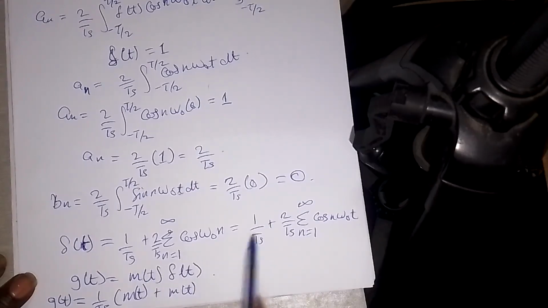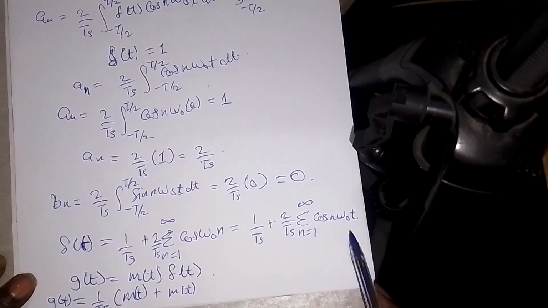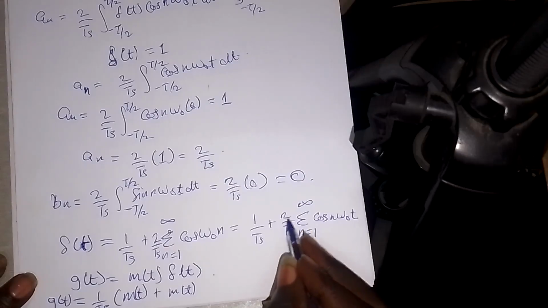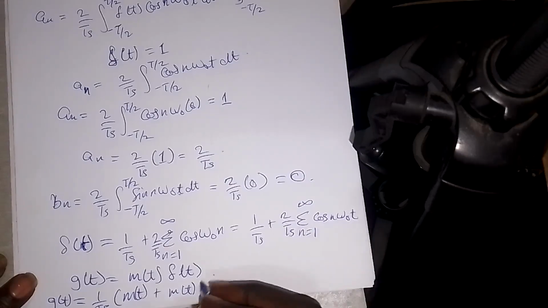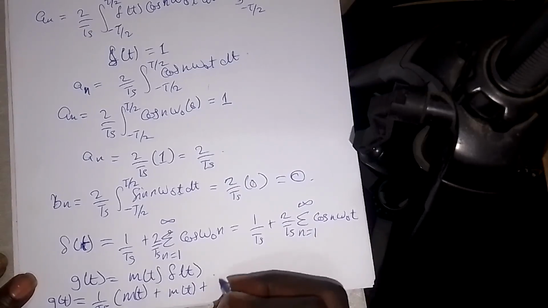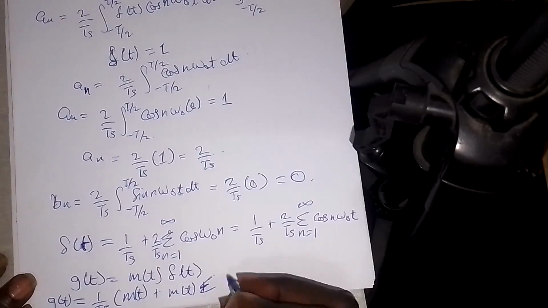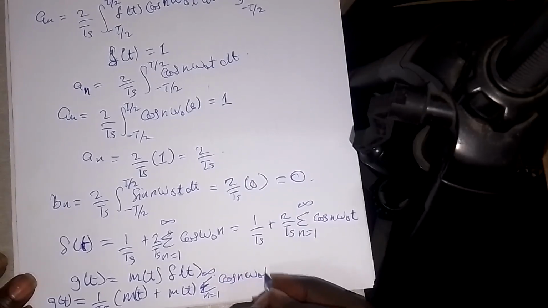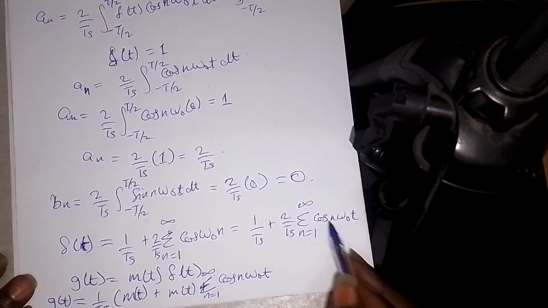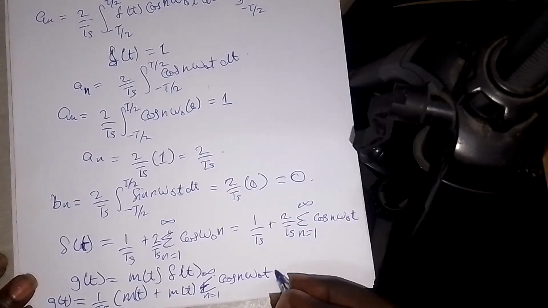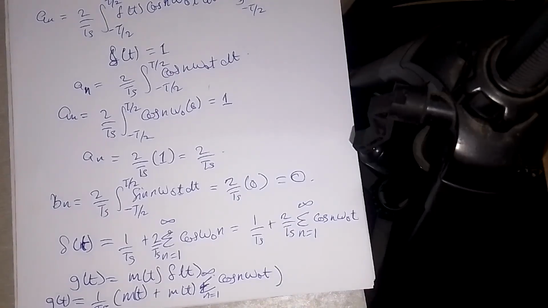When it multiplies what is here, I'll get this one because I've taken this one out. And when it multiplies what is here, I'll get m of t into this whole thing. I will say that this 2 over Ts is part of this, so I can just write everything like this: the summation from n equals 1 to infinity of cos n omega naught t. I've taken the 2 over Ts as part of this one so that I can write it this way. This is what you're going to have.